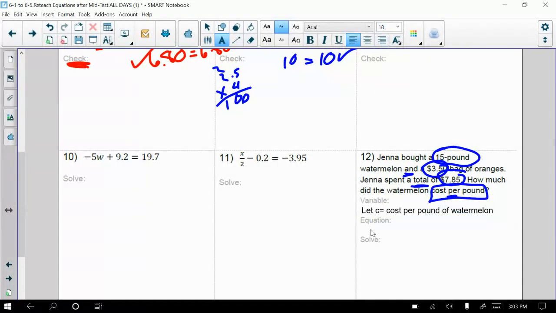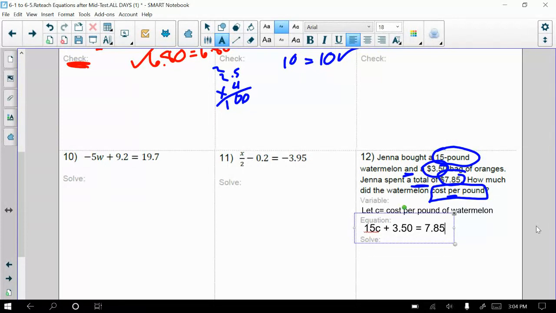So what's our equation going to be? Well, we know how big the watermelon was, 15 pounds, and that's per pound, so that means multiplication of our variable. She also bought $3.50 worth of oranges. How much did she spend in total? $7.85. That is the equation. I don't know how many times I see people put C equals and they put an expression on the other side. That's not really an equation. That's almost like your solution, but written out in a long way.